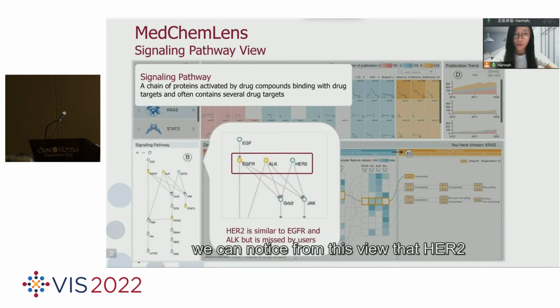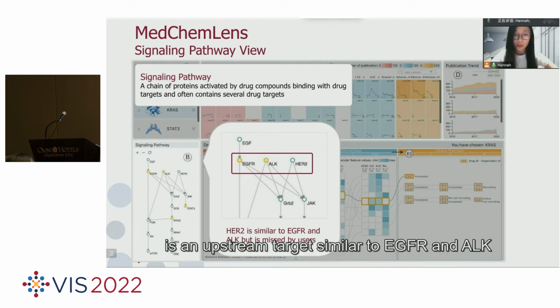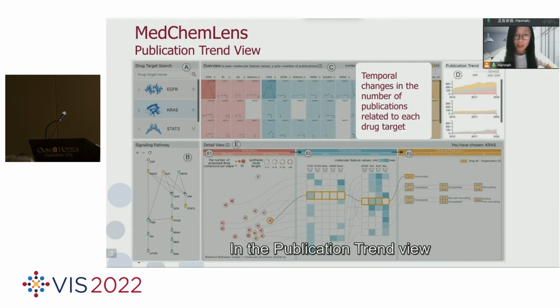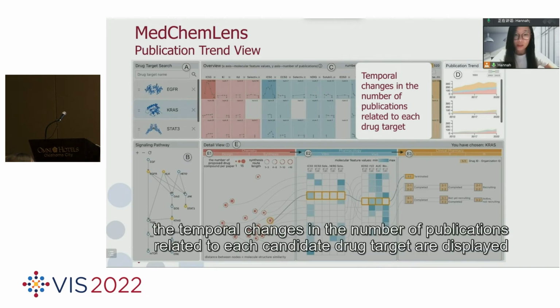For example, we can notice from this view that HER2 is an upstream target similar to EGFR and ALK, but is missed in the candidate target collection. In the publication trend view, the temporal changes in the number of publications related to each candidate drug target are displayed.